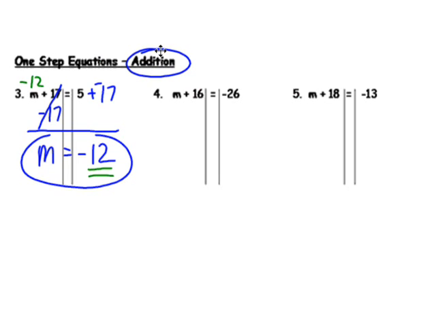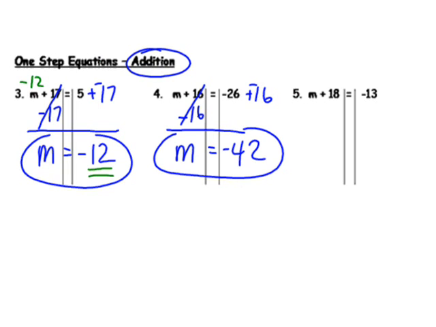Let's do another one. We're going to subtract 16 from both sides to isolate the variable. And I'm going to turn this into addition by adding the opposite. And negative 26 plus negative 16 is negative 42. Let's go ahead and check our answer. We'll substitute in negative 42 for m. Is negative 42 plus positive 16 negative 26? It is, so it checks.